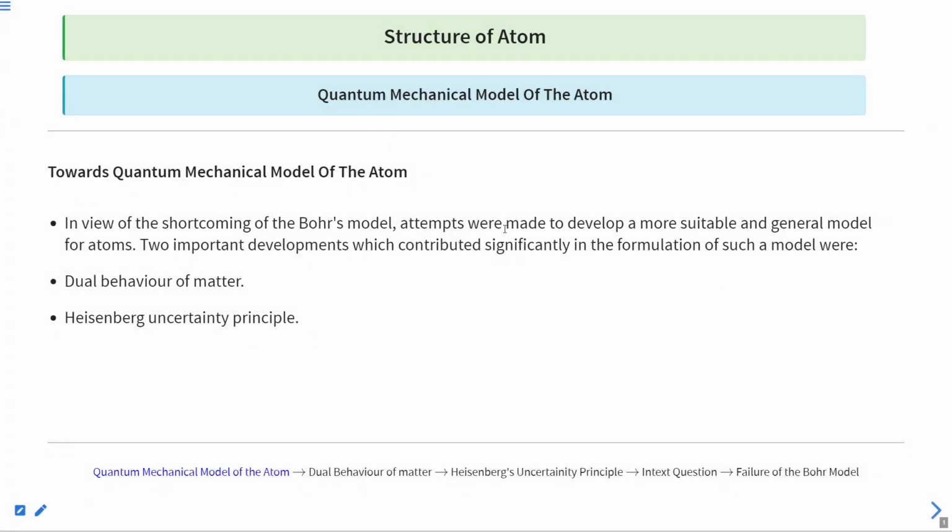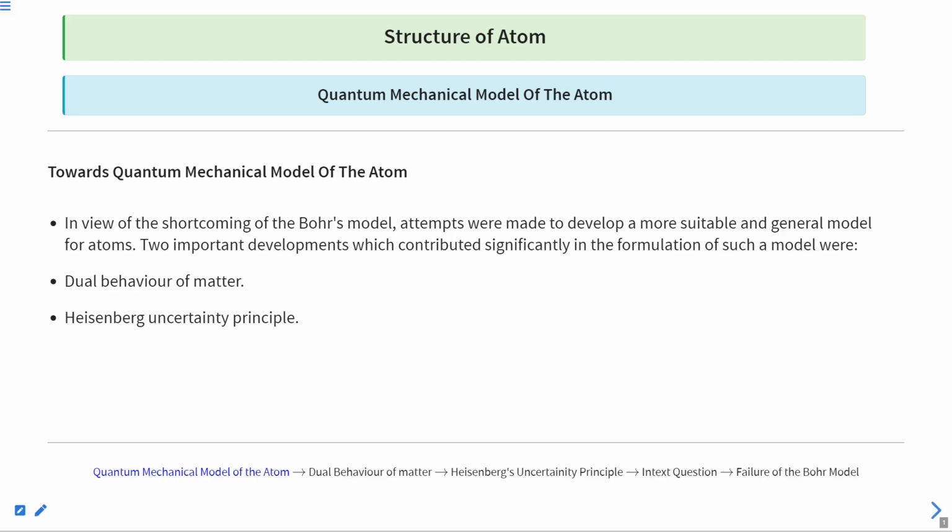Students, we have seen previously that neither the particle model nor the wave model was completely able to explain all of the properties of the subatomic particle. Some properties were explainable by the particle nature while some were explainable by the wave nature. Now, in order to overcome this shortcoming, what did we do?